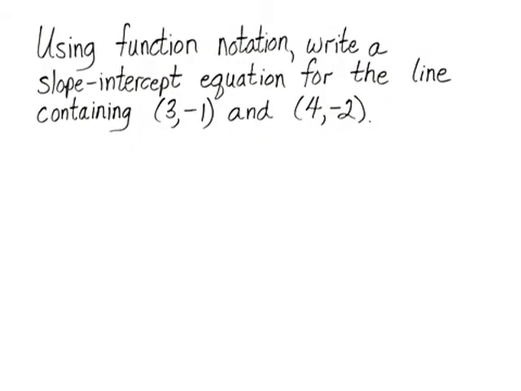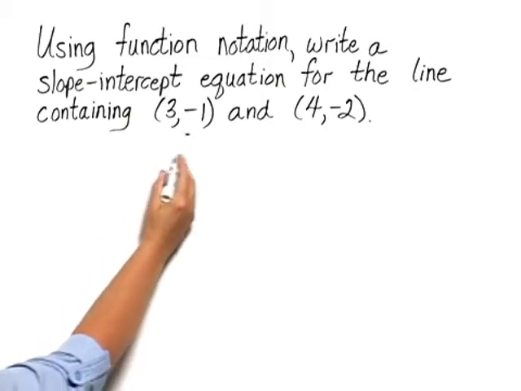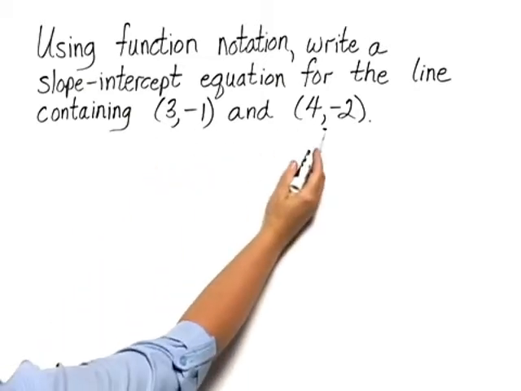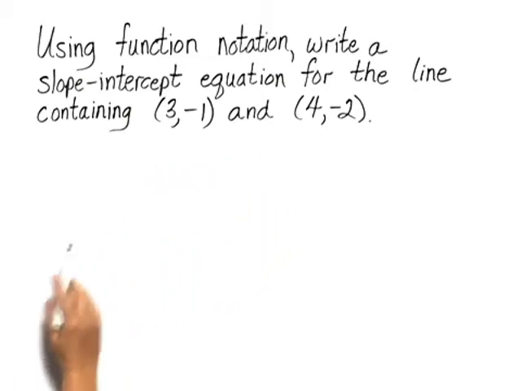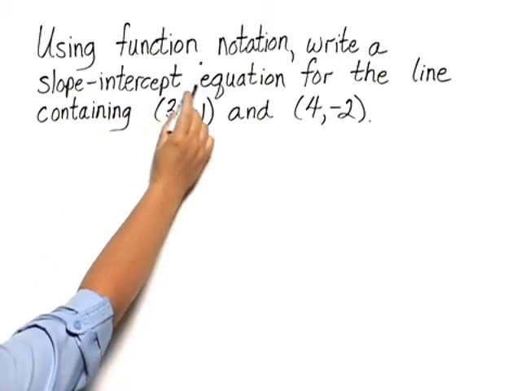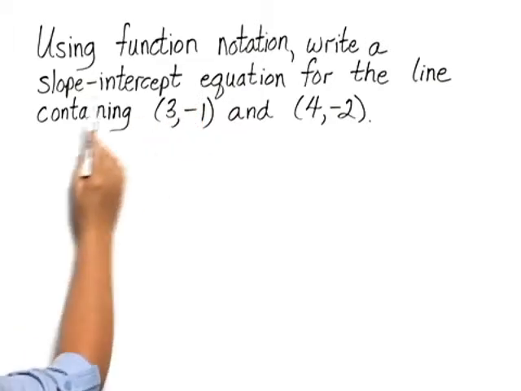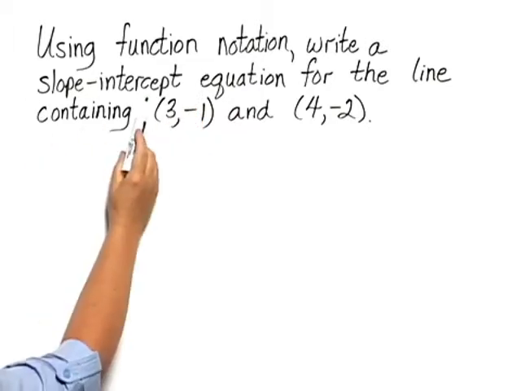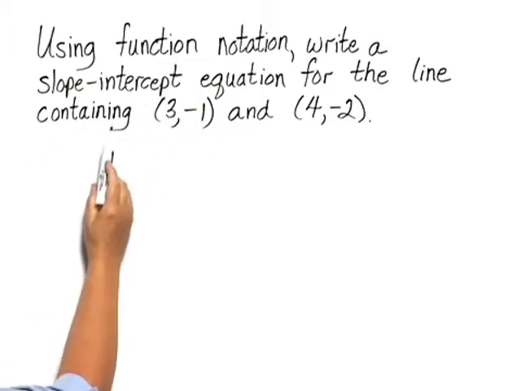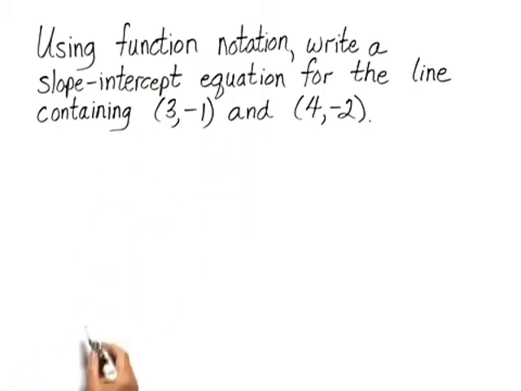Using function notation, write a slope-intercept equation for the line containing (3, -1) and (4, -2). Before we begin, let's see what we're looking for. We need to have our final answer in function notation, and it also needs to be in slope-intercept form. However, we're given 2 points on the line, not the slope and the intercept.